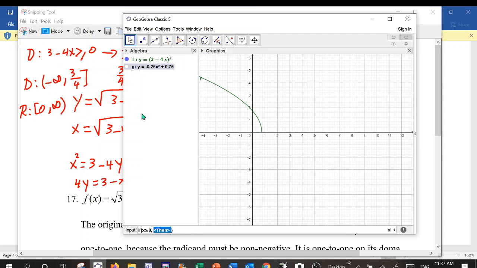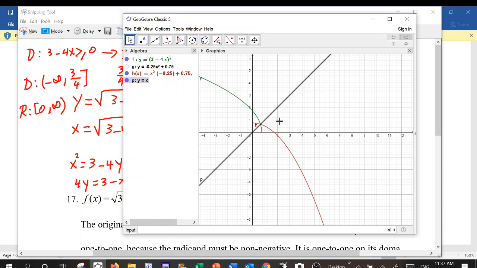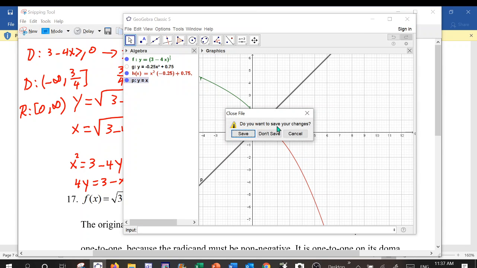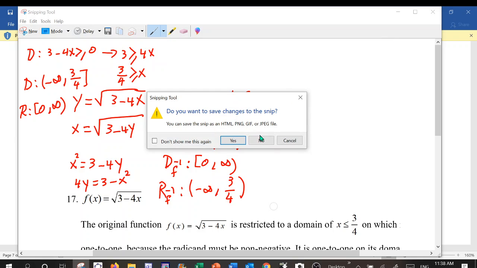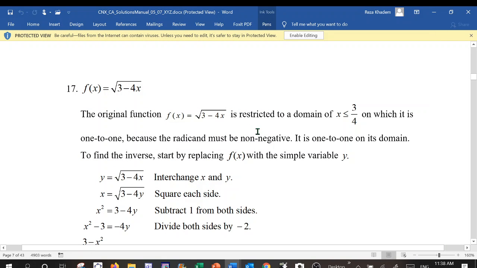Now what you put there is the name that GeoGebra gave it, g. So basically what we are saying is this. If x is greater than or equal to 0, then do this. And it did it. See that, the red one? So see, without the condition, it will look like that. And if you graph y equals x, you see they're symmetric with respect to y equals x. All right? So that is how we find the inverses of these things.